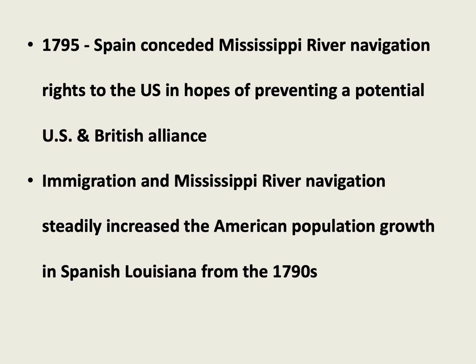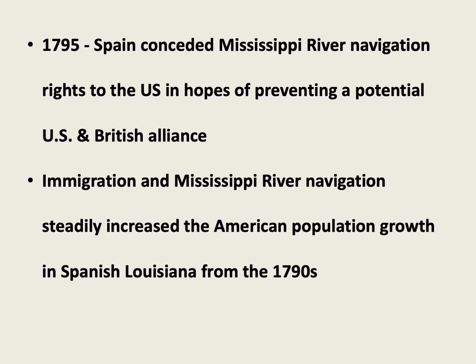Well, allowing that navigation in the Mississippi River greatly increased the value of all the farmland on the American side. So the American growth increased on both the American side and in Spanish Louisiana, just across the river, because there were really no Spanish there to control it. And so Americans just went there. It was very good farmland.